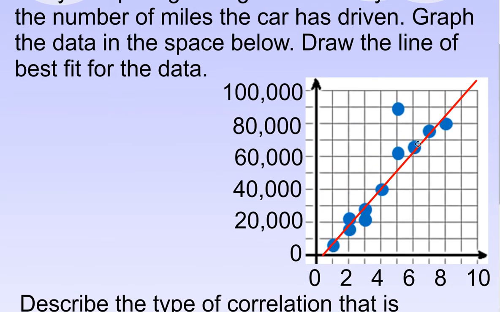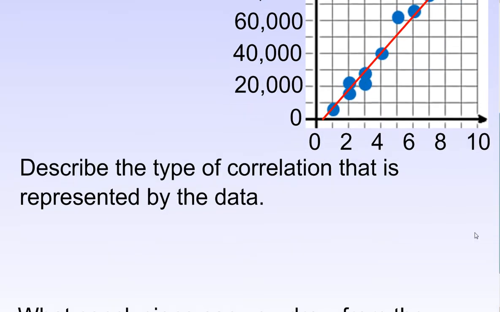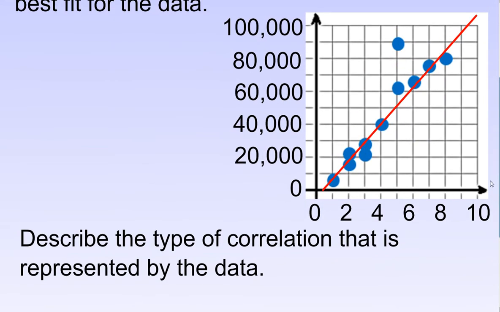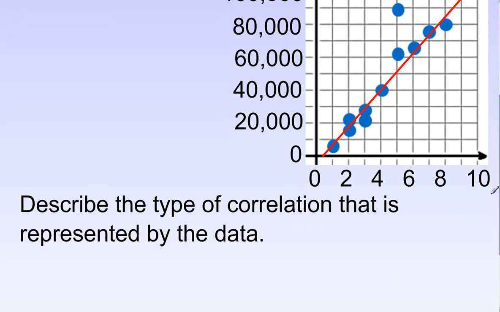First off, we graphed and drew a line of best fit, and it asks us to describe the type of correlation that is present in the data. So just like we were doing up above, what adjectives can we use to describe the relationship between the age of a car and the number of miles it drove? We've got positive, negative, strong, weak, linear, nonlinear, or no correlation.